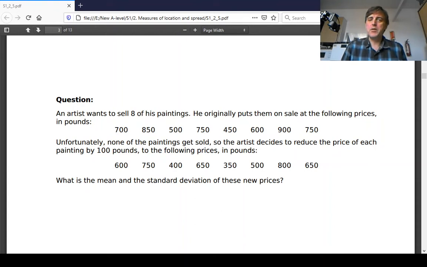Now, this artist, unfortunately, didn't sell any of his paintings, so he's decided to reduce the price of each one by £100. So, information there on the screen. I want you to just see if you can work out what is the mean and the standard deviation of these new prices.